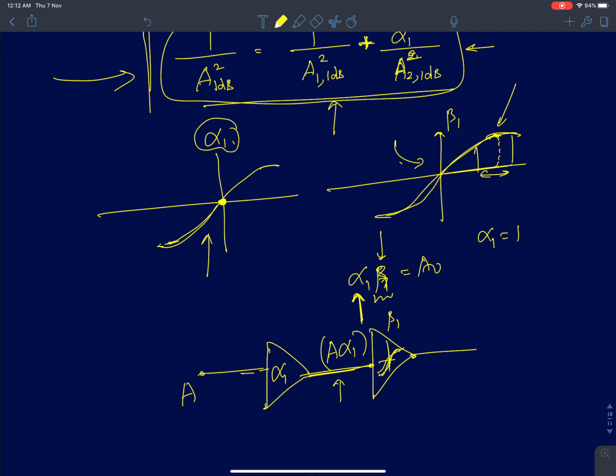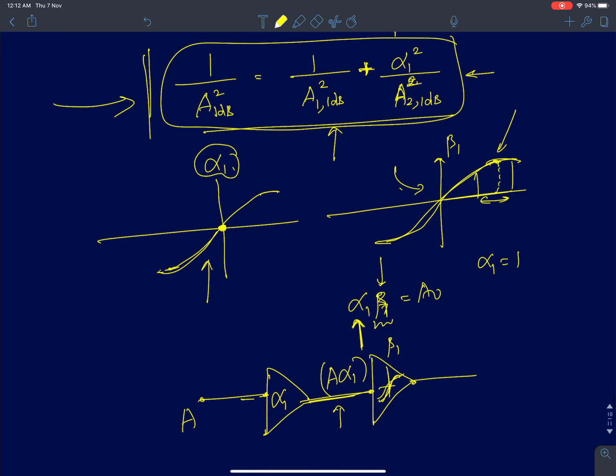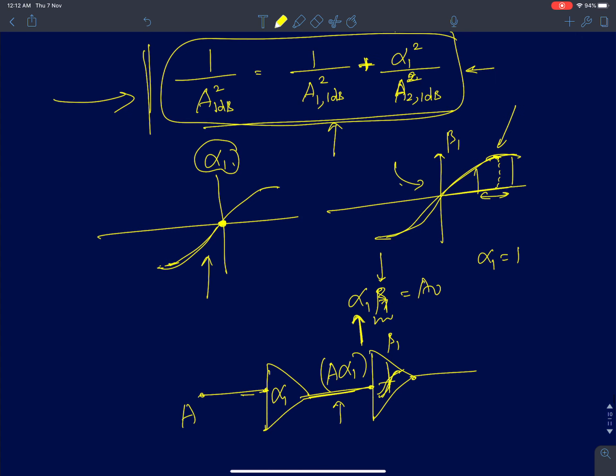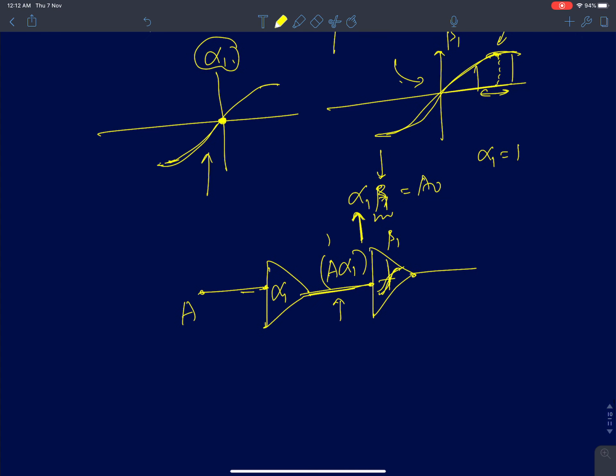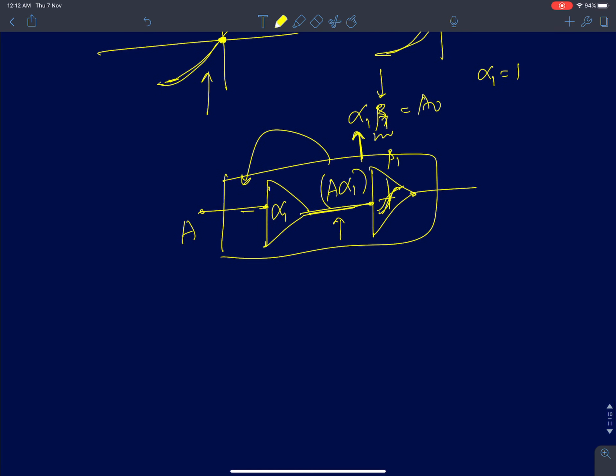When you refer the input to the overall input stage, it's going to reduce. Okay, fine. So I'll just express it from this point here.